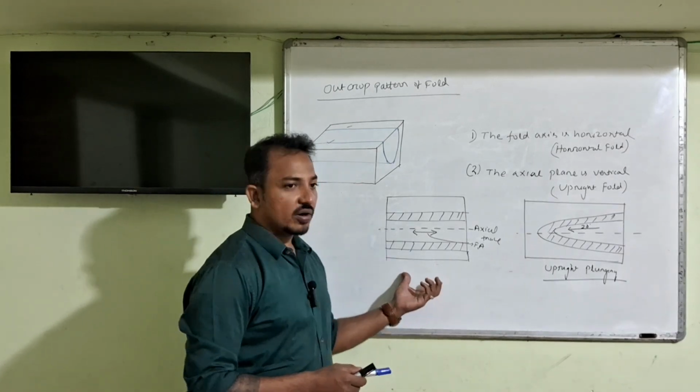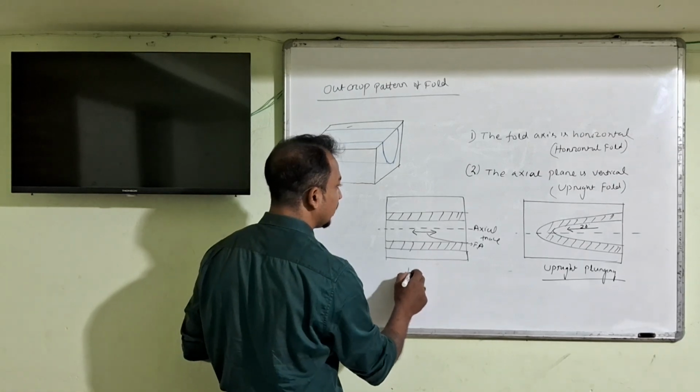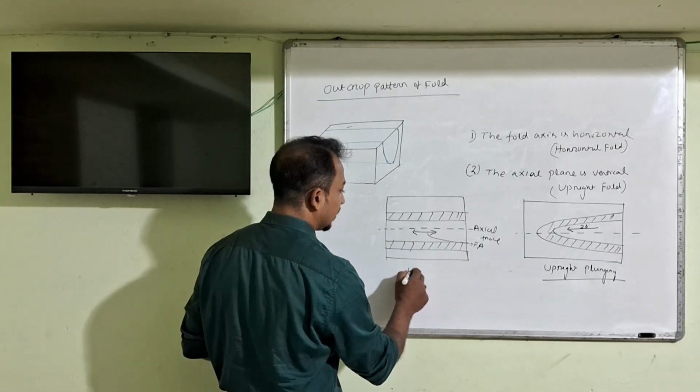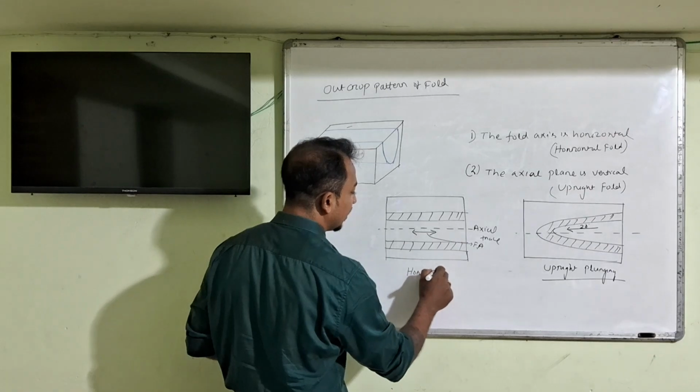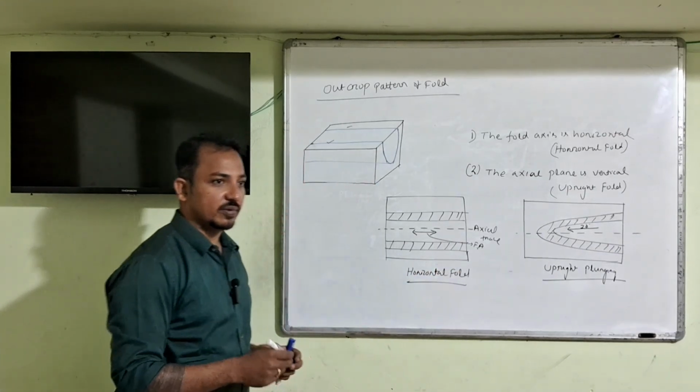So this can be a horizontal fold when the fold axis is horizontal to the axial plane. It is a horizontal fold, no plunging here. This is an upright plunging fold.